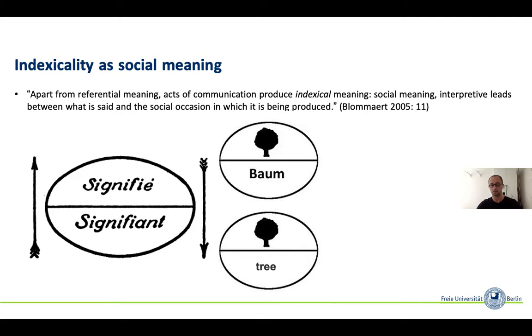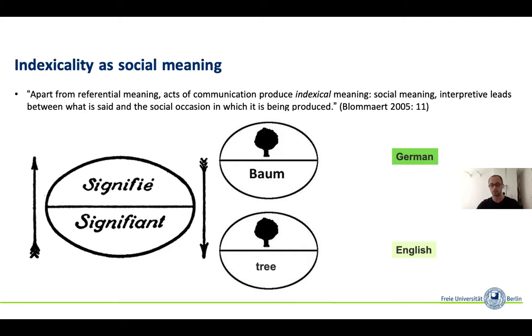And they both mean the same. But this is not the whole story, right? If you say something like tree or Baum, there is another layer, indexicality, here. So if you say Baum instead of tree, it also expresses the meaning of German and everything that is associated with that, right? And of course, this is just a very tiny example, but it gets more complicated.